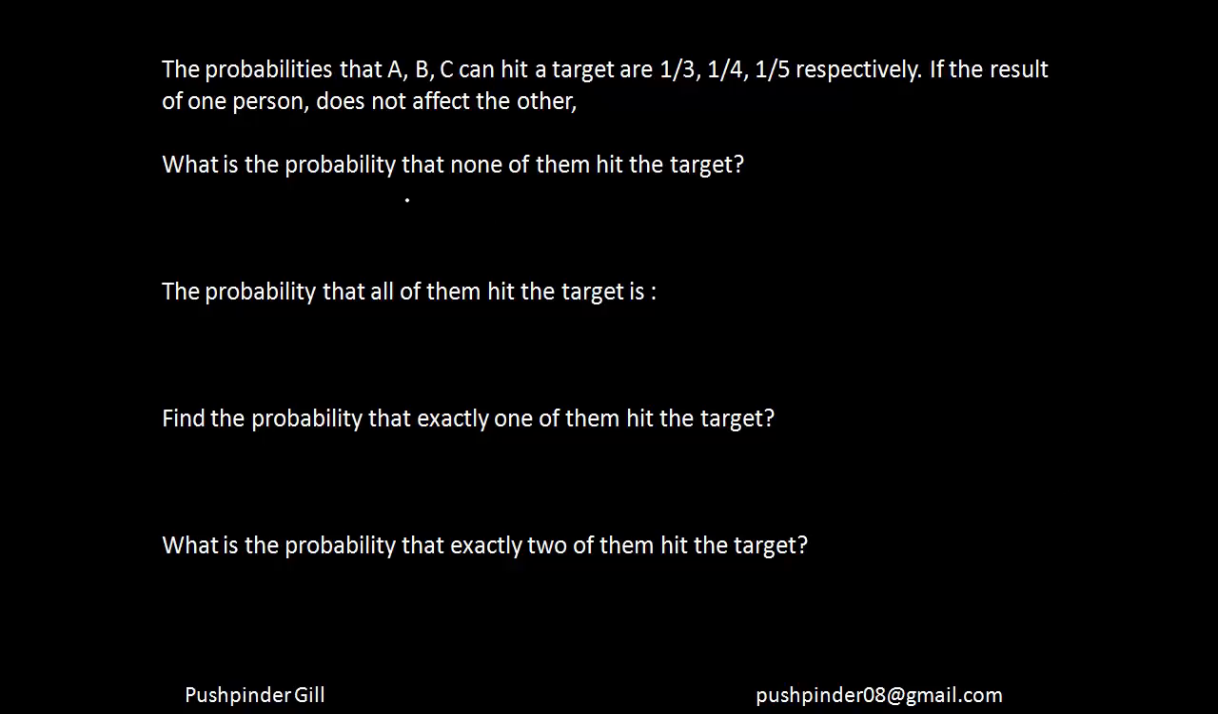So what is the probability that none of them hits the target? That means this should be the multiplication of the probability that A does not hit the target, B does not hit the target, and C does not hit the target. If A hits the target, the probability is 1 by 3. The probability of A not hitting the target is this. B not hitting the target is this. And C not hitting the target is this.